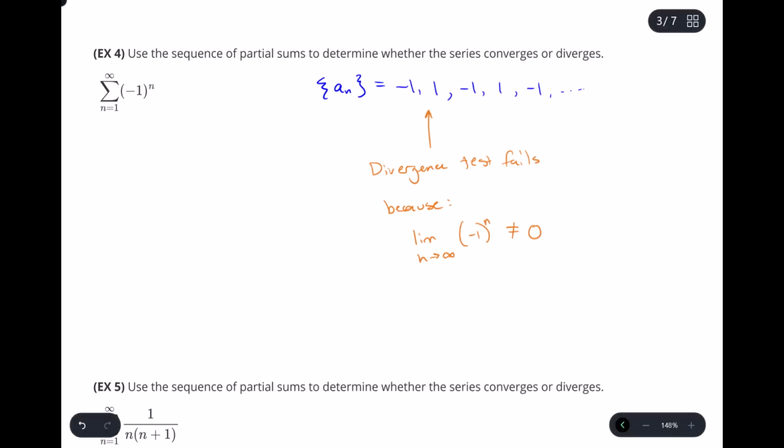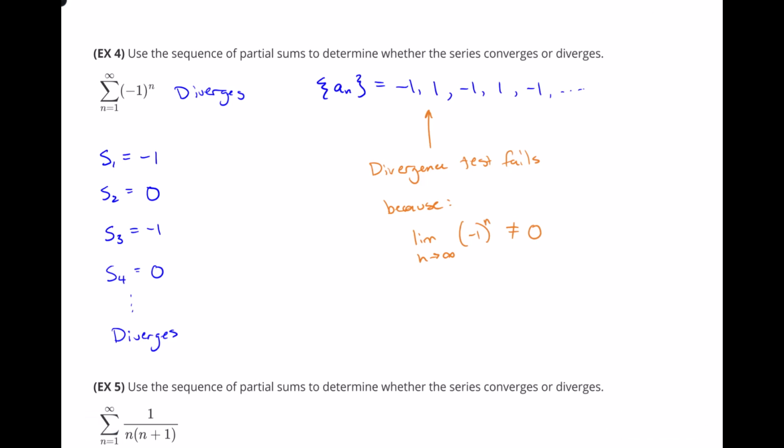The individual partial sums, we would start with negative 1, and then the sum of the first two would be 0, because negative 1 and positive 1 cancel. Sum of the first three would be negative 1 again. Sum of the first four would be back to 0. So it would just oscillate back and forth here. And then that also tells us this diverges. So this sequence and series diverges. Like, there's no question about this. I just want you to see it, however, because sometimes we run into different examples kind of like this.